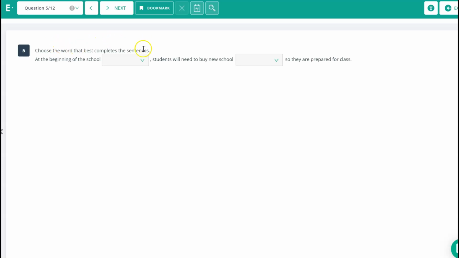Choose the word that best completes the sentence. At the beginning of the school bus, school teacher, school year, school shoes. At the beginning of the school year, students will need to buy new school desks? No. New blackboard? No. New supplies, so they are prepared for class. Check yours and then click next.